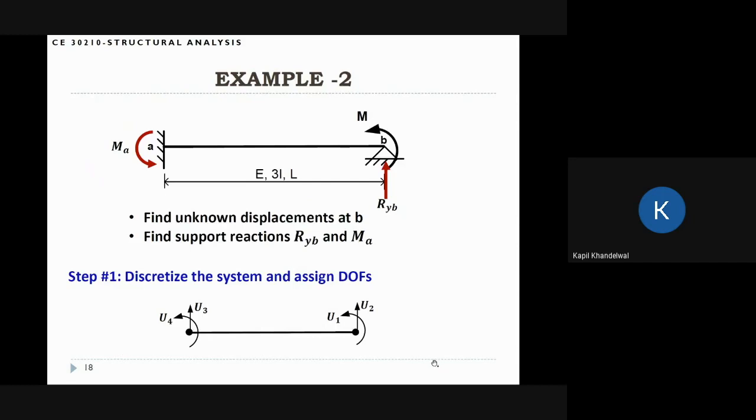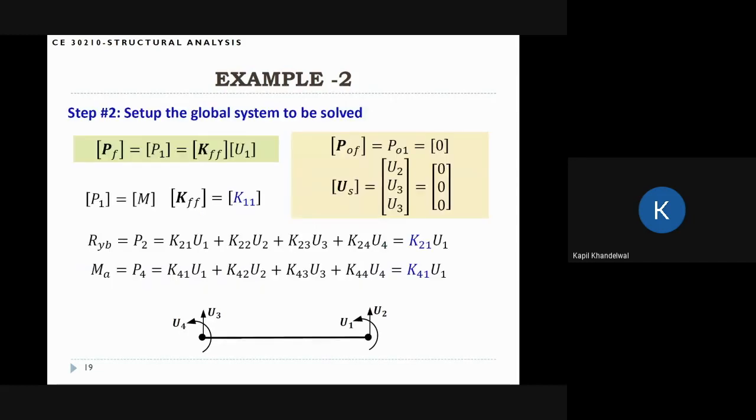And now before solving the system, we always set up the system and see what stiffness coefficients we need to find the solution. And then we can build those stiffness coefficients directly. So let's do that. The second step is to set up the global system to be solved. In this case, you can see that there's only one free degree of freedom. So P1 is equal to K11U1. This is the only system we have. So we just need the K11 entry in the global stiffness matrix. So this is the only KFF here.